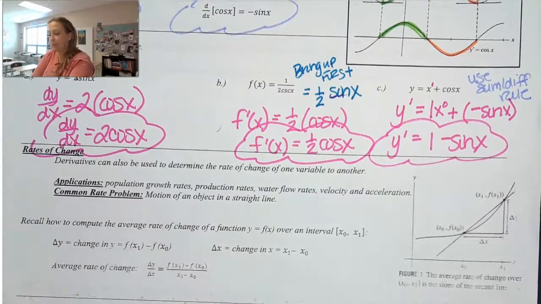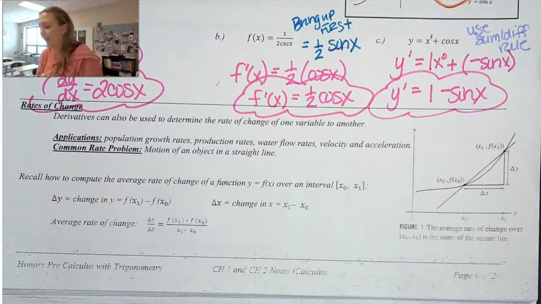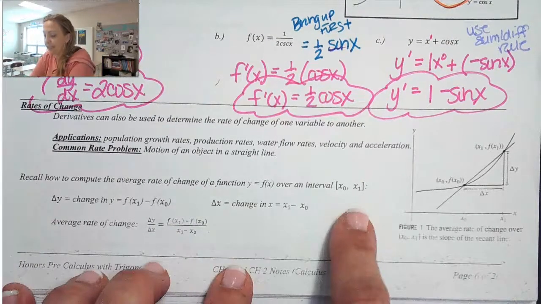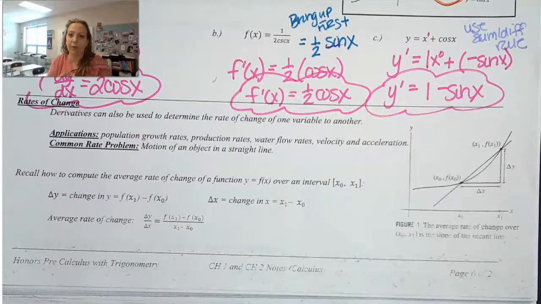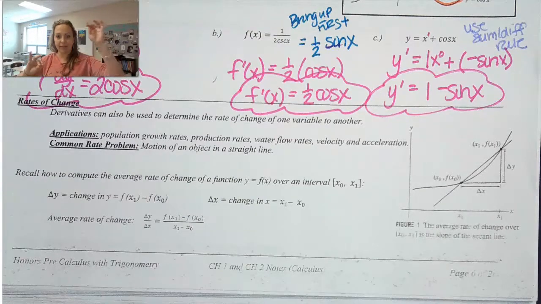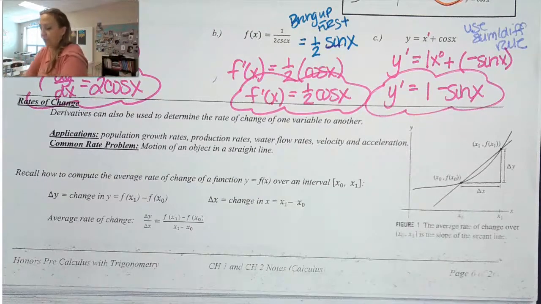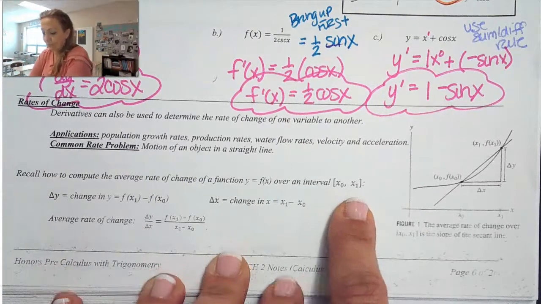Back in Algebra 1, we learned how to compute the average rate of change of a function, y equals f of x, over a specific interval. We didn't use the subscripts 0 and 1. What we usually used is x sub 1 and x sub 2. But here we're just looking at it between x sub 0 and x sub 1.